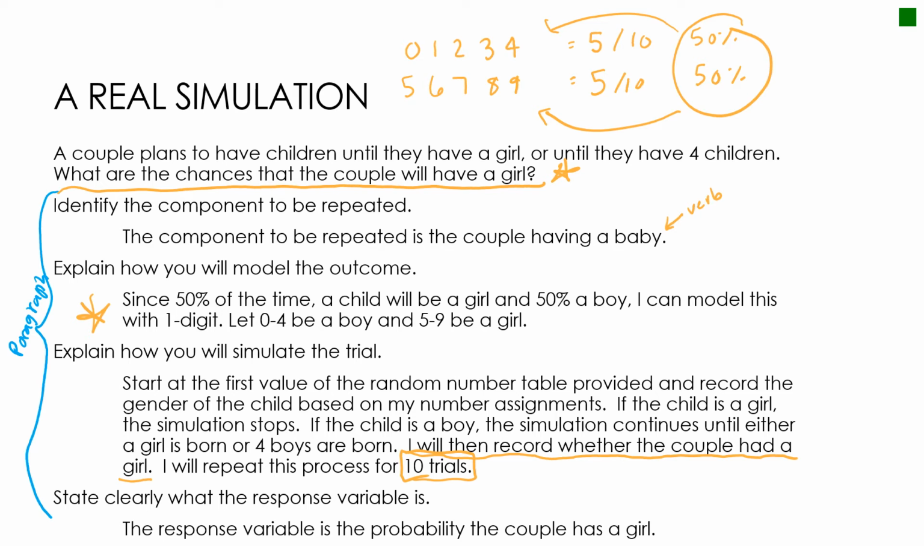And then lastly, state what the response variable is. Again, the response variable is the probability that the couple has a girl. I just used this sentence exactly. I changed chances to probability because it's more mathematical.